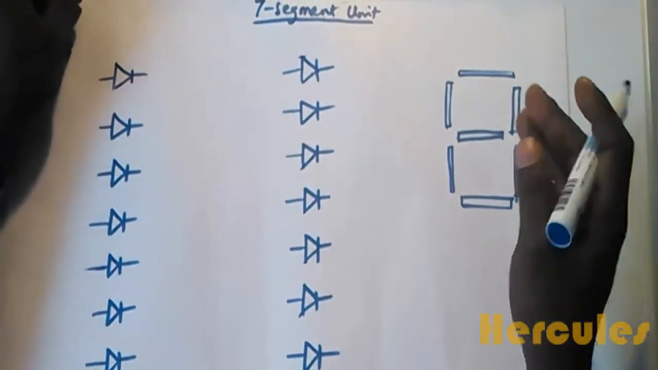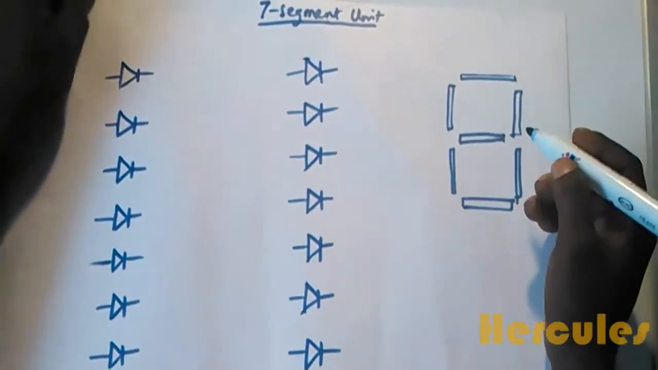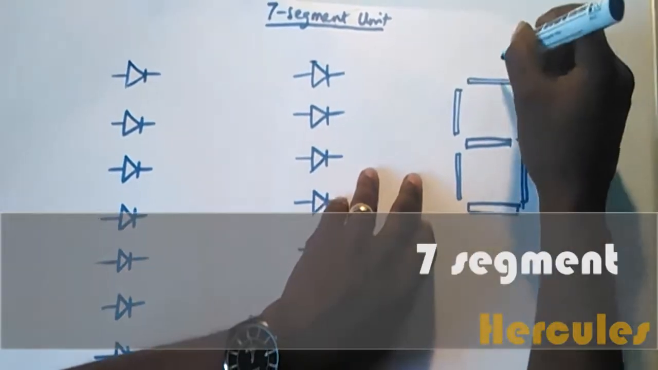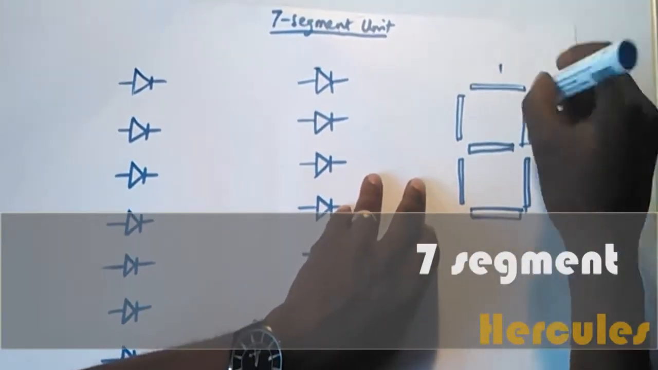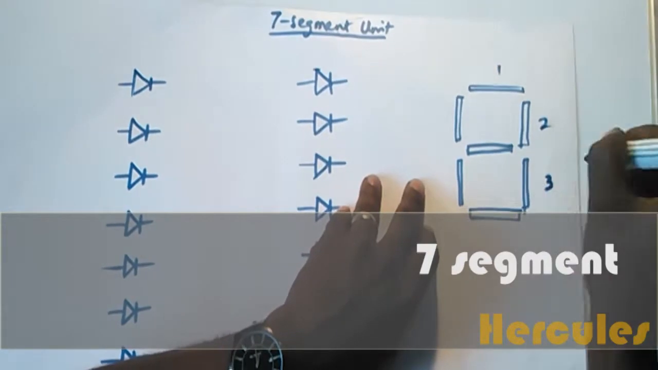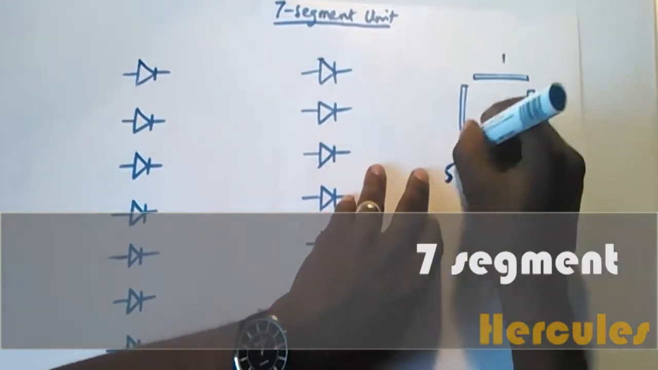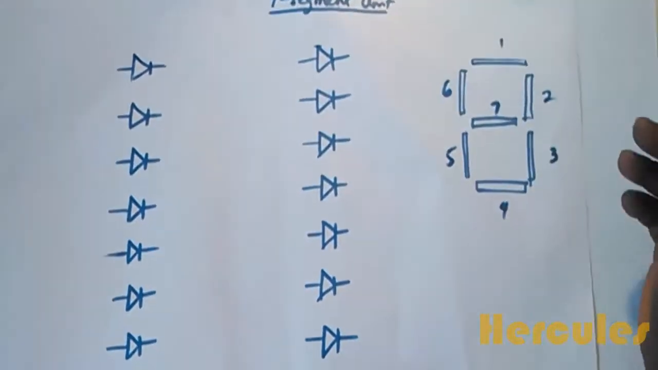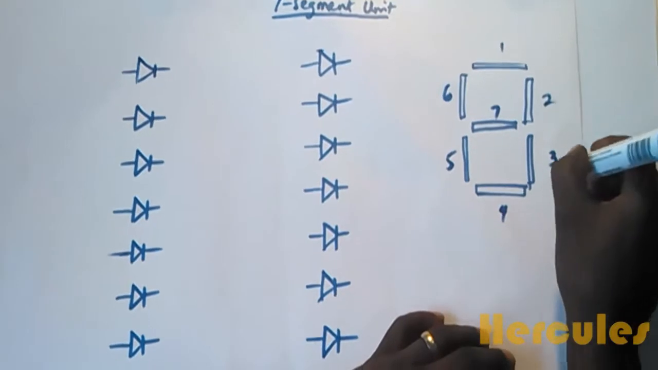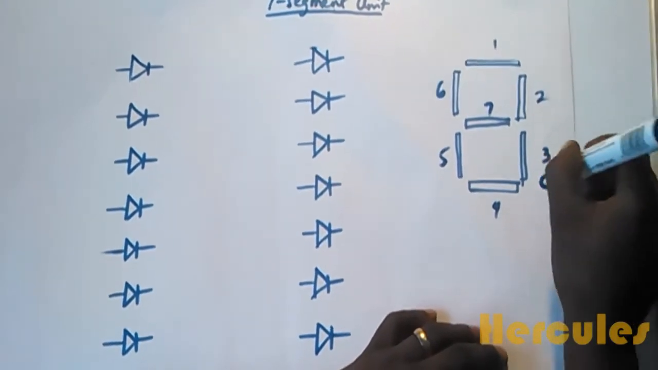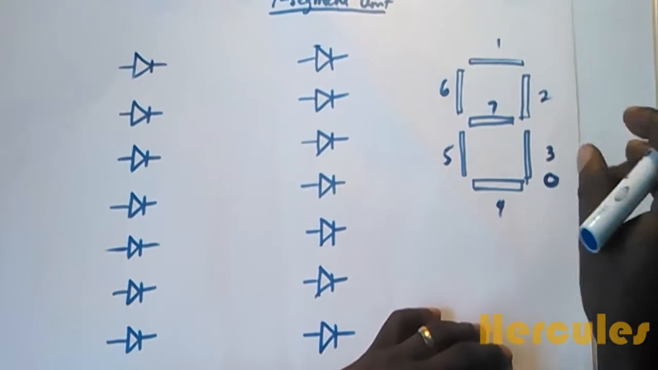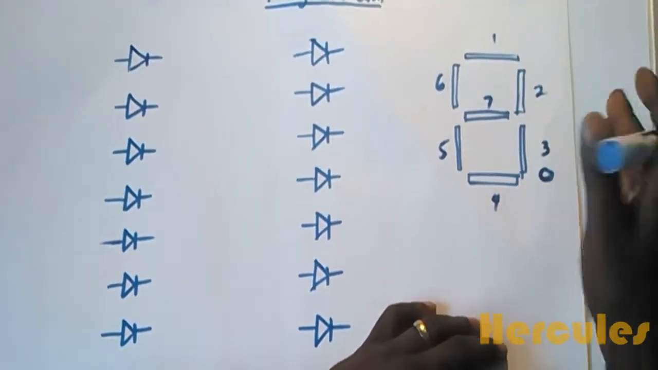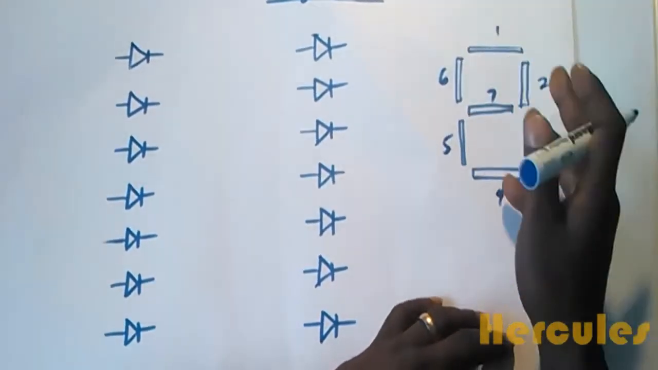Okay, so our 7 segment units. It's 7 segments because it's usually arranged in the form of an 8. This is segment number 1, number 2, segment number 3, segment number 4, 5, 6, and 7. So that's where the name 7 segments comes from. And don't forget, there's also one more LED here. Usually there's always a dot or decimal point, and that's actually another LED, but the 7 segments are what make the 7 segment display.